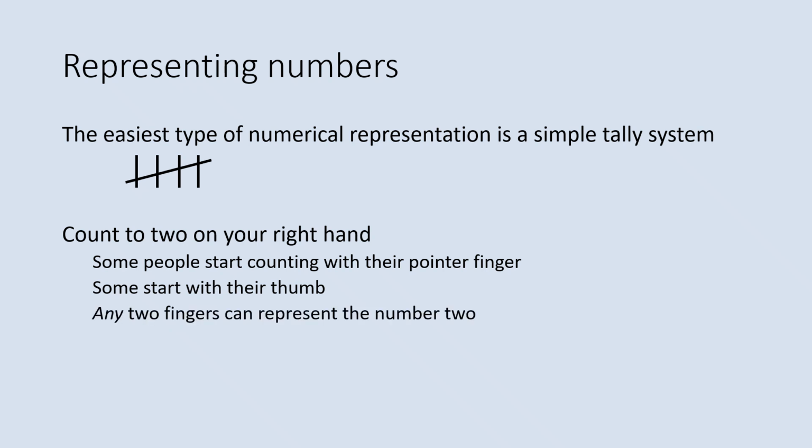Some sports, for instance, baseball or softball, infielders will show there are 2 out by using their pointer finger and their pinky and separate them so that people who are standing in the outfield a couple of 100 feet away can see very clearly that there are 2 out. So any 2 fingers corresponds to 2.